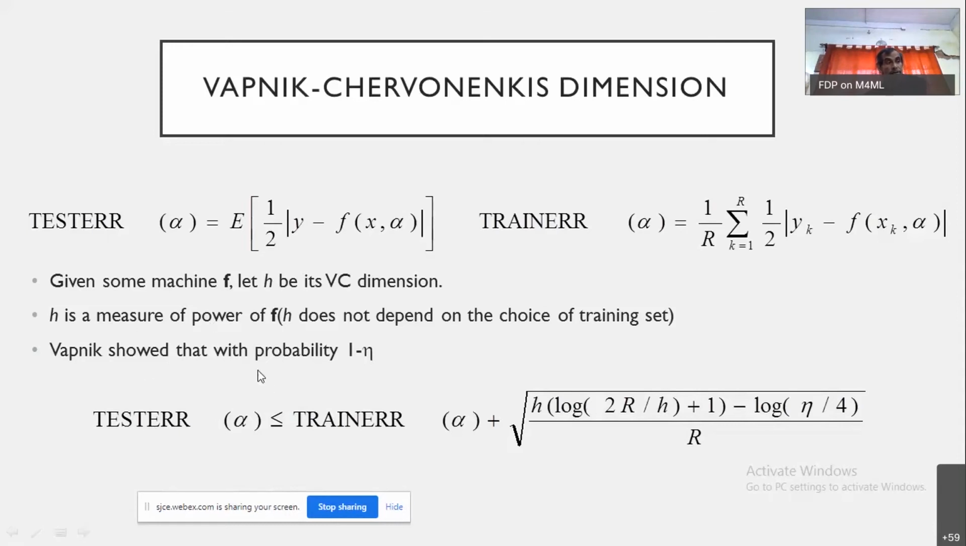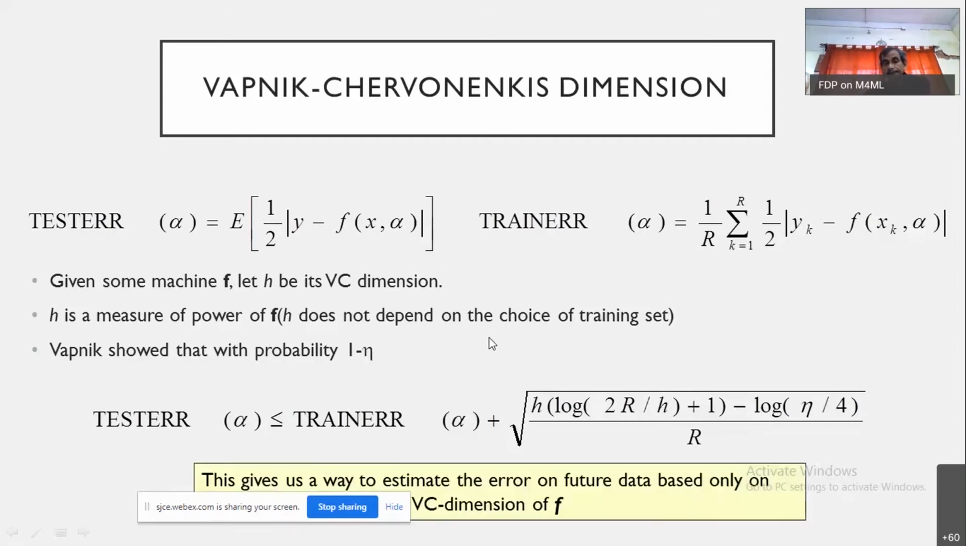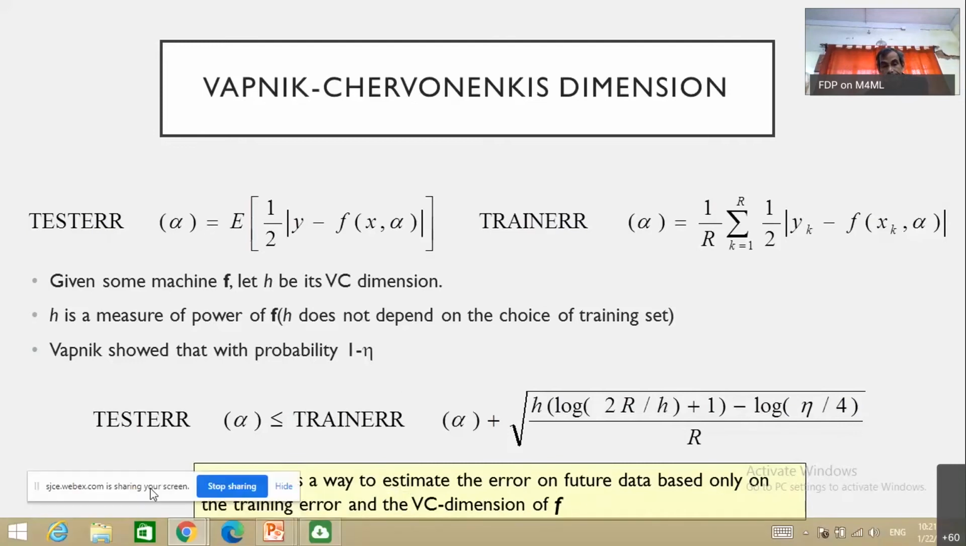If a student can find out how much error they are going to make in the semester, that will be great. So this has a relation like this, where H is the VC dimension of that particular classifier. What is the VC dimension? That I will be telling you in the next slide. So this is an estimate of the upper bound of the error.